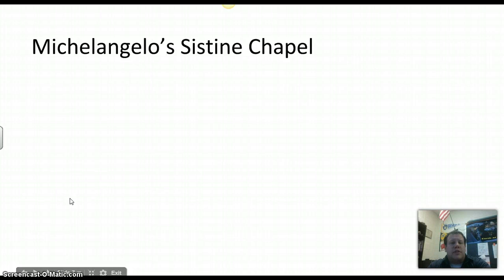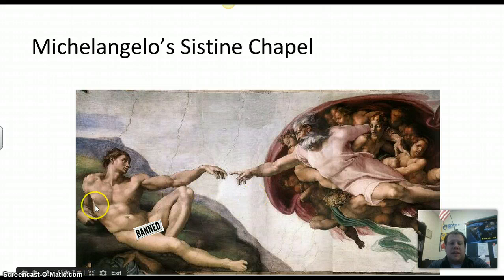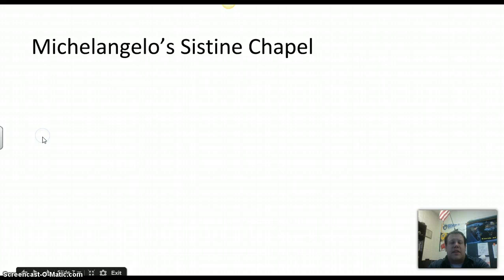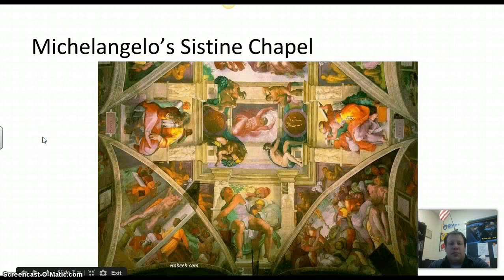We have Michelangelo, who painted the Sistine Chapel in the Vatican. Here's some examples of the Sistine Chapel here. You see the detail to the paintings. Now imagine painting this. I'll show you a bigger zoomed out picture here of this.